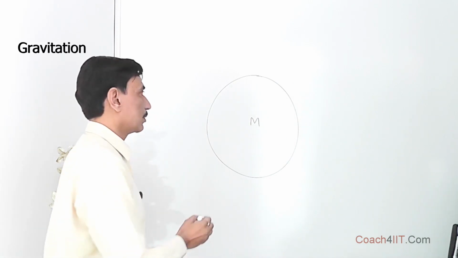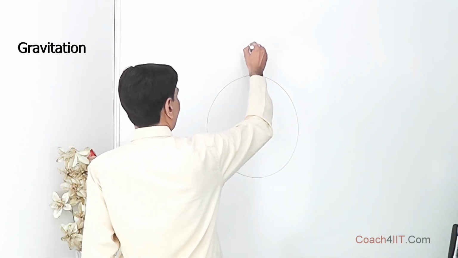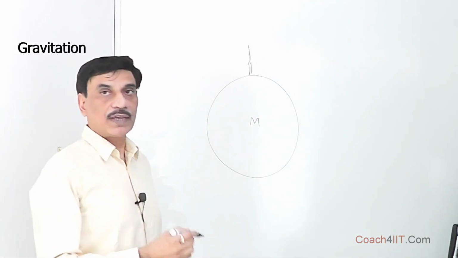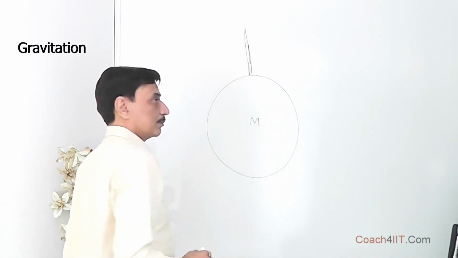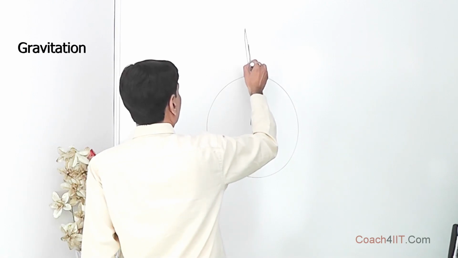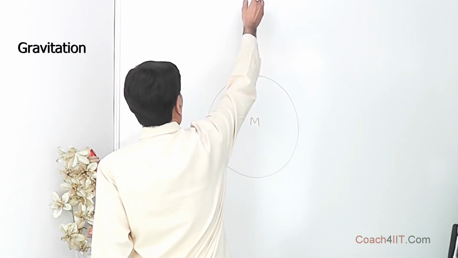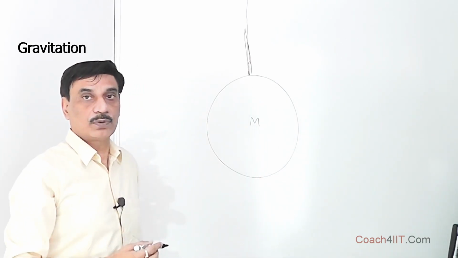So if this is Earth and we throw a body in the upward direction, it goes to a certain height and comes back. If we give it a greater velocity, it will go to a greater height and will come back. It is quite possible we give it that much velocity so that it doesn't come back, that is, it escapes the gravitational field of Earth, if we are talking about Earth only.